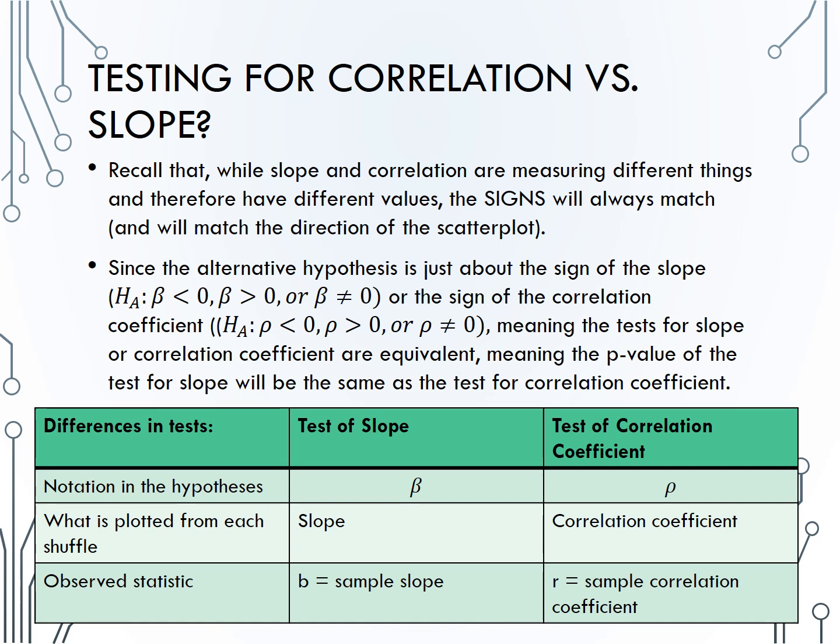If we're testing for slope, then we're going to plot the slope from each shuffled data set. And if we're testing correlation coefficient, then we would plot the correlation coefficient from each data set. Finally, the observed statistic, which we would compare to the null distribution, would be the sample slope if we're testing for slope, or the sample correlation coefficient if we're testing for correlation coefficient.